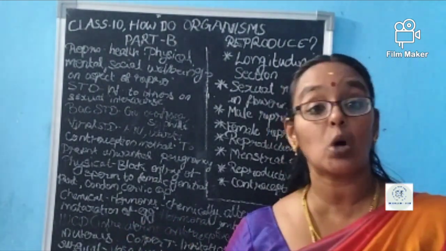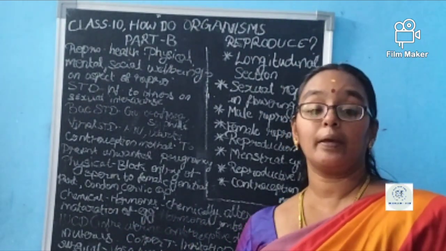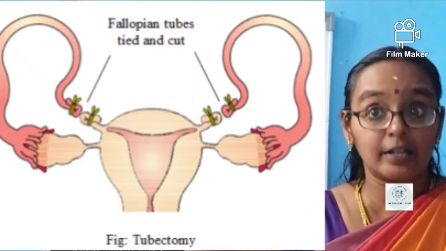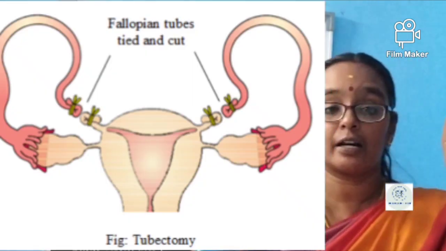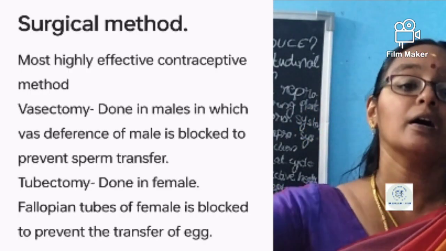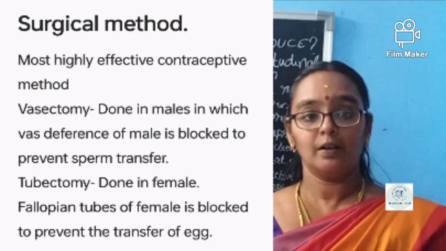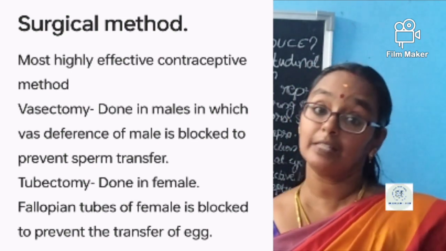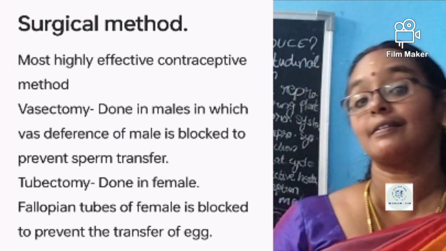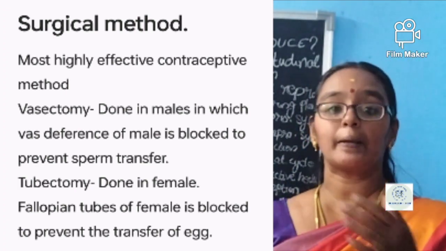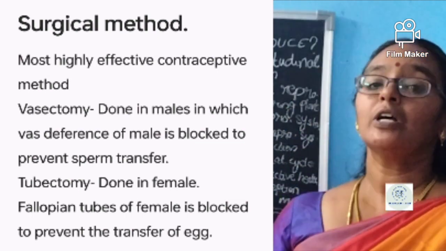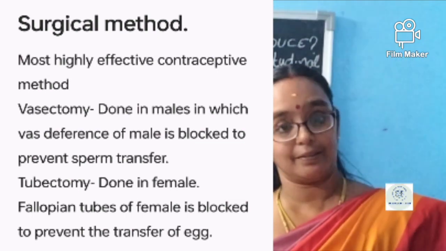And in the case of females, tubectomy means the fallopian tubes. They cut a part of both fallopian tubes and clip them, so the matured egg will not be able to travel through the fallopian tube. This method is very effective, and the reversibility of this method is very low. If you want to reverse it after some time, it will be very difficult. So this is the most effective surgical method.